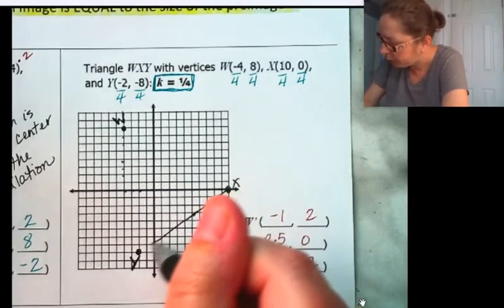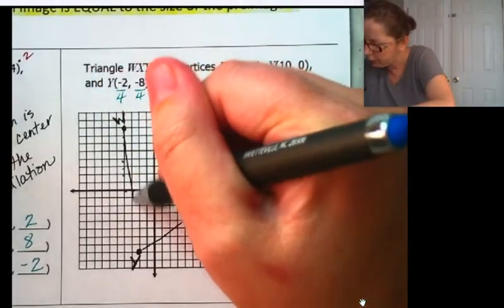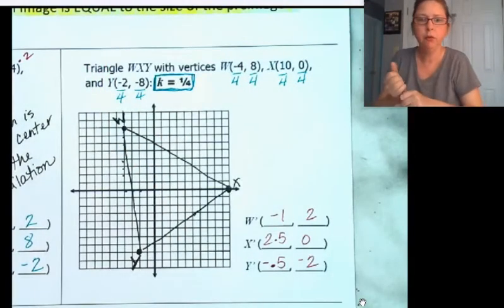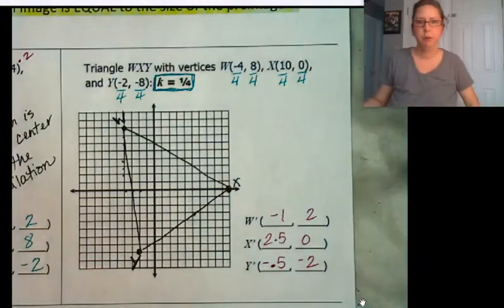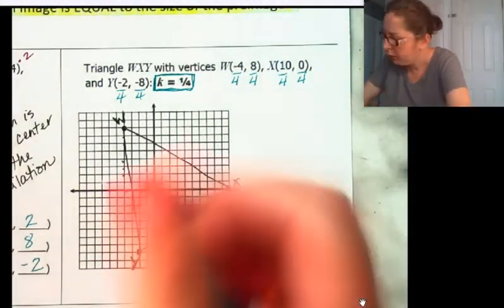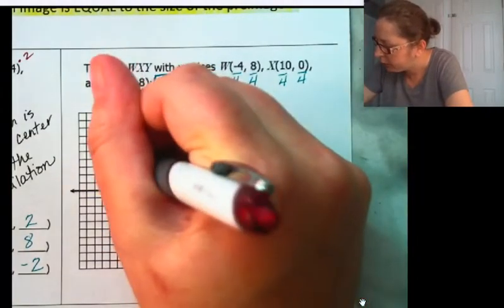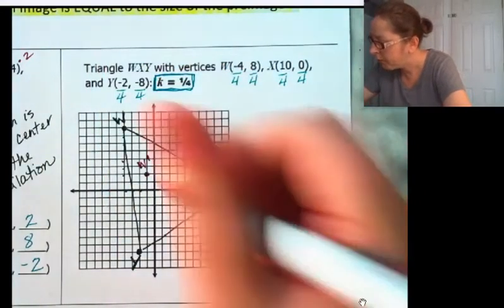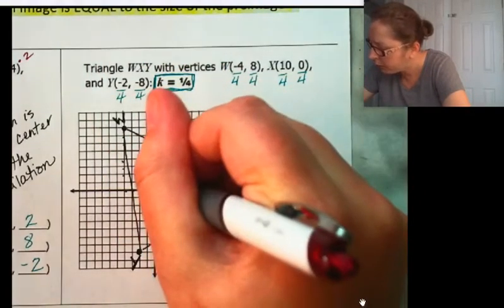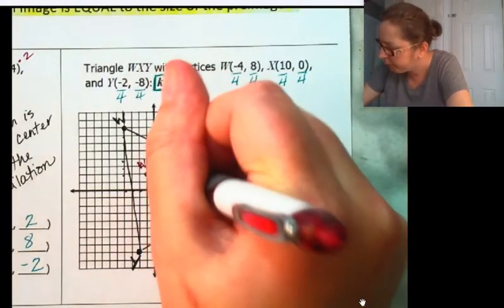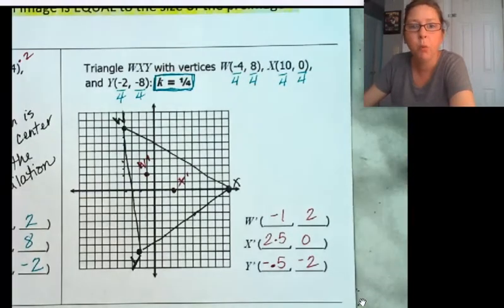I forgot to connect the points of my original figure. So let's go ahead and do our image now. -1, 2. This is W prime. 2.5 over, 1 over 2 and about halfway more. It's kind of an estimation when you're plotting decimals, okay? And that is X prime. And then finally, my Y prime is -0.5, down 2.